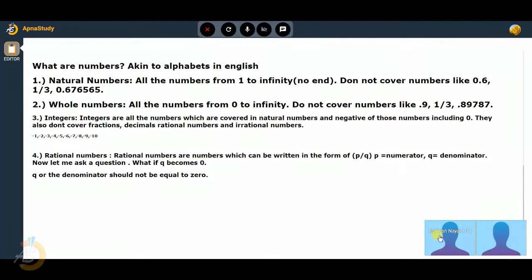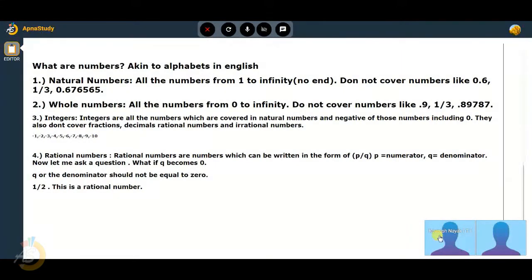So let us dig deeper into the rational number system. We have seen that it is of the form P upon Q. Let me take a number 1 upon 2. Now this is a rational number because it is in the form of P upon Q and Q is not equal to 0. So we can easily say that this is a rational number as it satisfies all the conditions of a rational number we have written above.